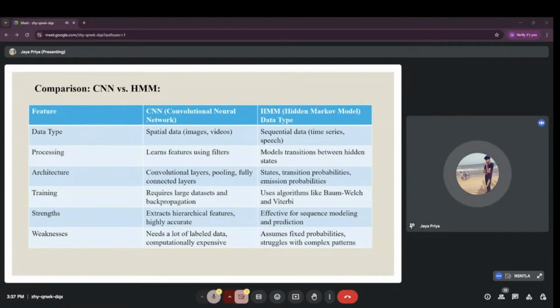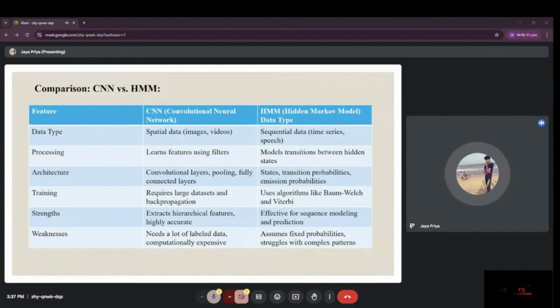Next, the architecture of a convolutional neural network has convolution layers, pooling layers, and fully connected layers. But a Hidden Markov model has hidden states, transition probability, and emission probability. Training of a convolutional neural network uses backpropagation and gradient descent for large data. But Hidden Markov models use probability-based methods like the Baum-Welch algorithm, used for small data.